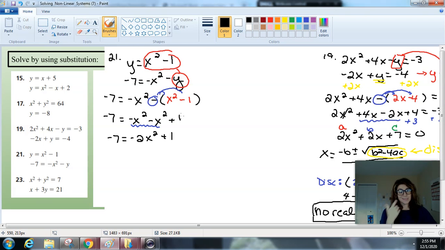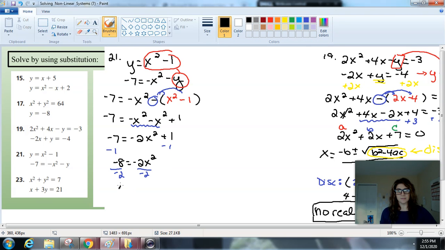Now again, this is a single x squared. You could choose to do the quadratic formula here. You can move that negative 7 over. Then you just don't have a b term. But in this case, it's actually easier and quicker to use your square root method. Subtract the 1, get that x squared by itself. Divide by a negative 2.